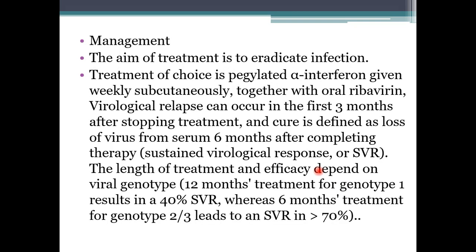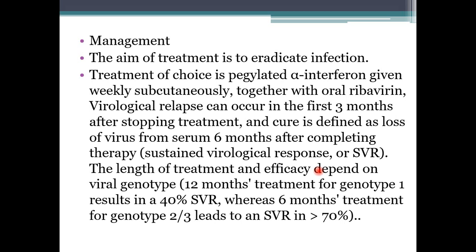How do you manage and treat a patient with HCV positive hepatitis C? The aim of treatment is to eradicate infection, because it will cause chronic liver disease and possibly liver cirrhosis with hepatocellular carcinoma. Treatment of choice previously was pegylated alpha interferon given weekly subcutaneously together with oral ribavirin. Ribavirin is an important antiviral agent for treatment of hepatitis C.